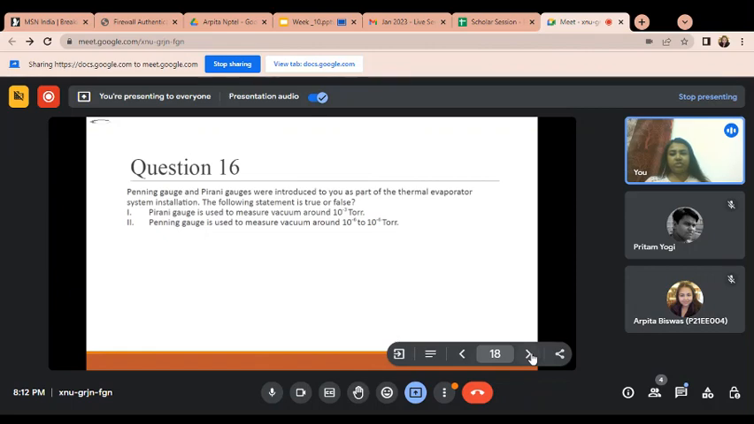This is question number 16. Penning gauge and Pirani gauge were introduced to you as part of the thermal evaporator system installation. The following statement is true or false. First statement: Pirani gauge is used to measure the vacuum around 10 to the power minus 3 torr. The second: the Penning gauge is used to measure the vacuum around 10 to the power minus 6 to 10 to the power minus 7 torr.